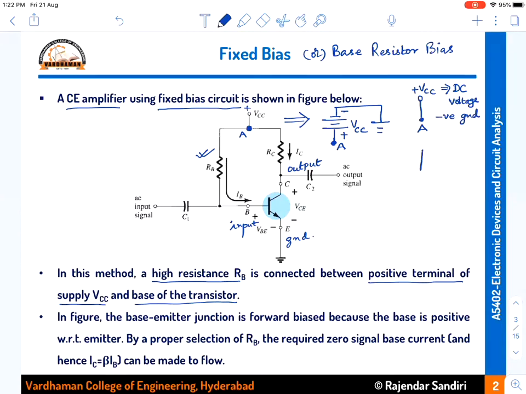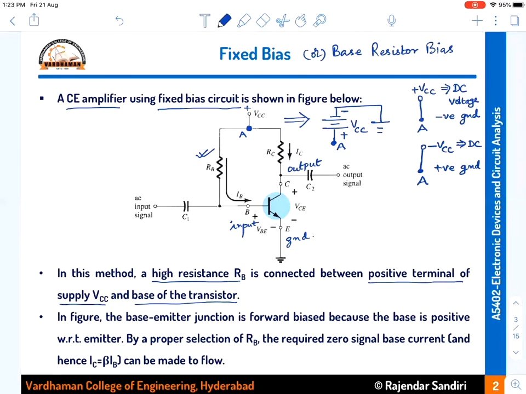Suppose a battery is represented at node A with minus VCC. Suppose this is again a DC voltage, but minus VCC is written at node A. Minus VCC at node A means the negative terminal of the battery is connected at node A, and the positive terminal is connected to the ground. Okay, that is the meaning.